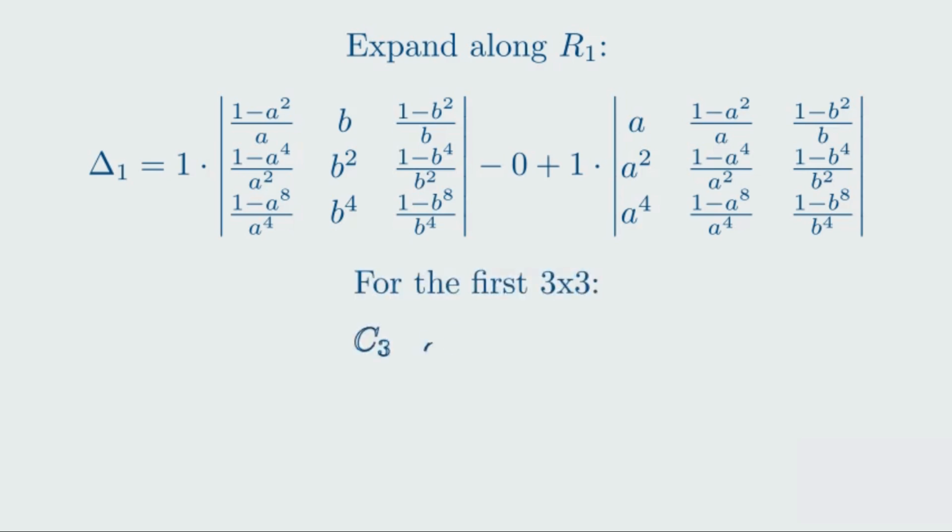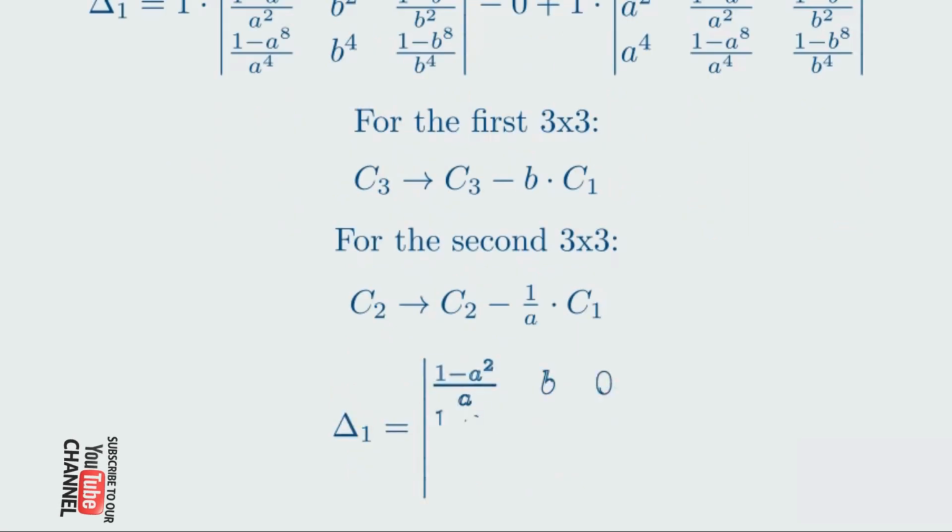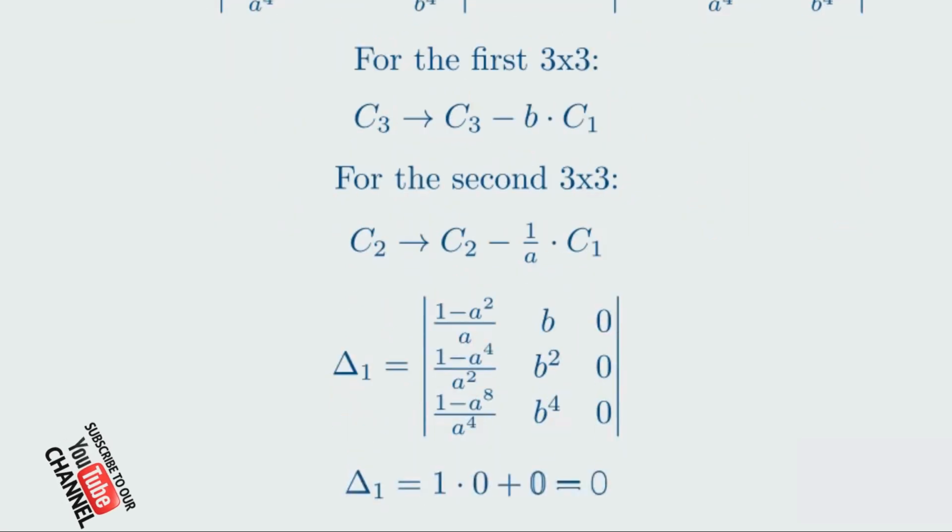For the first determinant, we'll replace the third column with C3 minus b times C1, and for the second, we'll use C2 minus 1 over a times C1. Notice that the new C3 and C2 columns are now proportional to the original C1 column, which will simplify things immensely. After these operations, our determinant simplifies to this expression. This is a common strategy, performing operations to reveal proportionality between columns or rows, which makes the determinant 0.